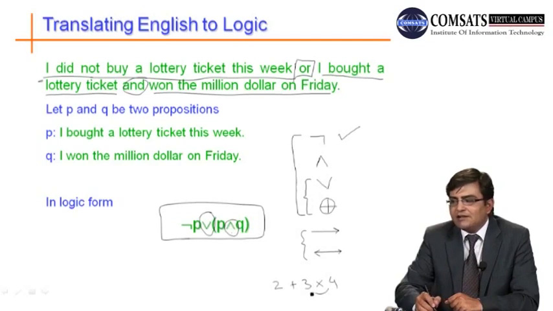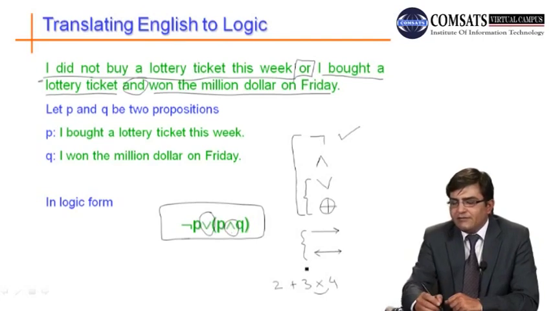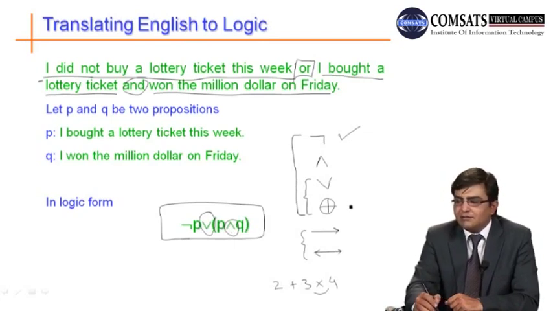So first we multiply 3 and 4 and then we add 2. Similarly, in logic we have preference to the logical operators. First we give the preference to the not operator, and then and, then or, and then exclusive or, they have the same preference order, and then implication, and then biconditional. These two operators, as I have told you, will be discussed in the next lectures. So this is the order of preference of the operators.